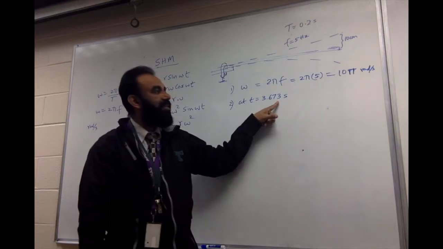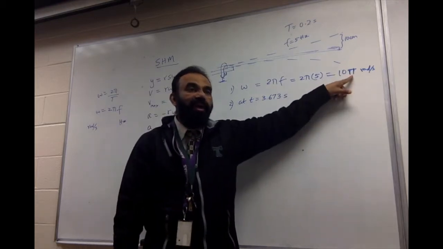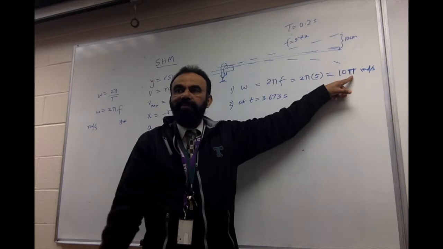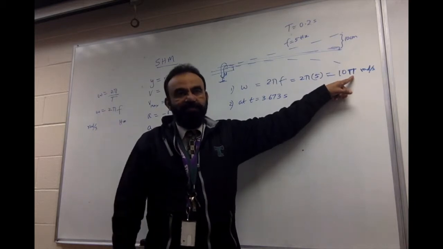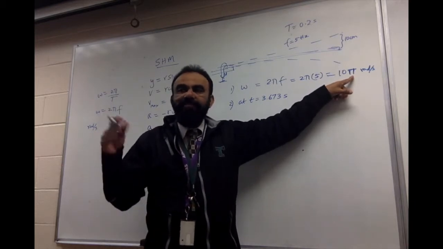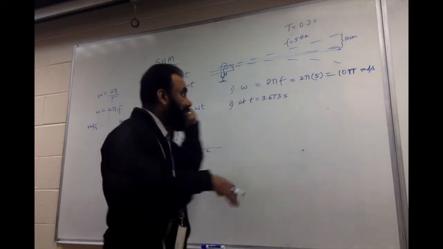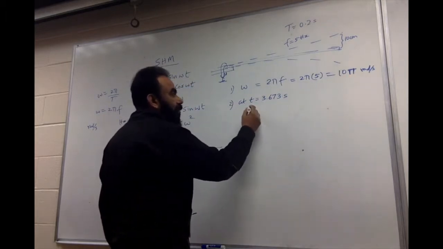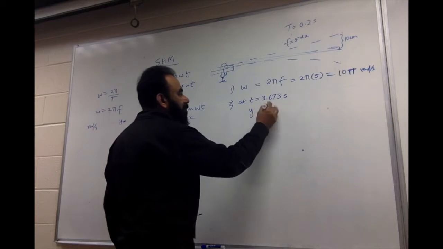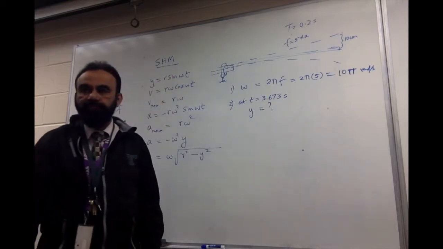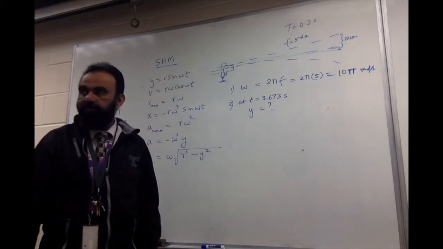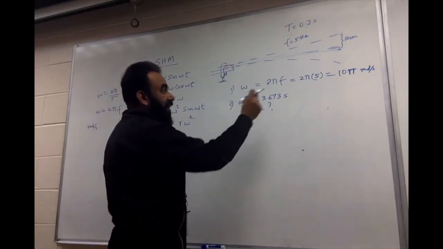Since you're keeping this as it is, if you try to round off pi in a very rough manner, that will change your answers altogether. So everyone will start getting different answers. So leave the pi as pi on your calculator itself. So at this time, what was the question? Y, right? What was Y? What is the displacement at that particular time?